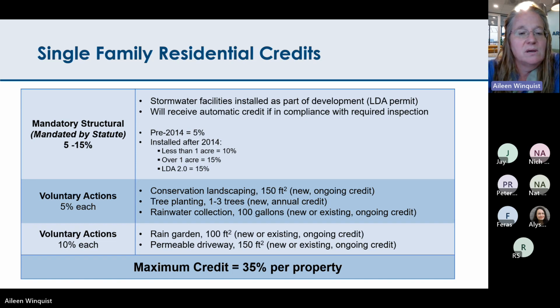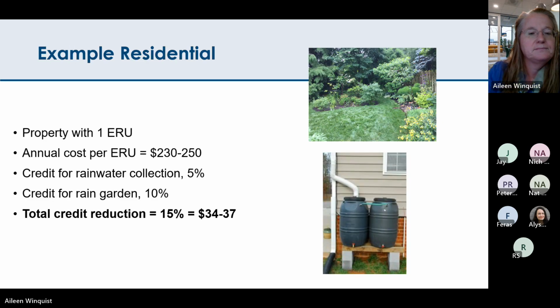And then in addition, there is rainwater collection, and that can be for new or existing cisterns or rain barrels, and that again is an ongoing credit. And then in addition, for 10%, if you have either a new or an existing rain garden or a permeable driveway, there is credit available for those. And again, the maximum for the property is 35%.